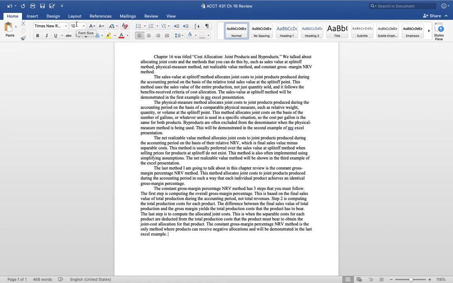In this chapter, we talked about allocating joint costs and the methods that you can do this by, such as sales value at split-off method, physical measure method, net realizable value method, and constant gross margin NRV method.